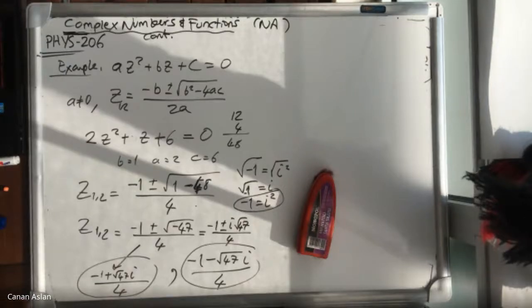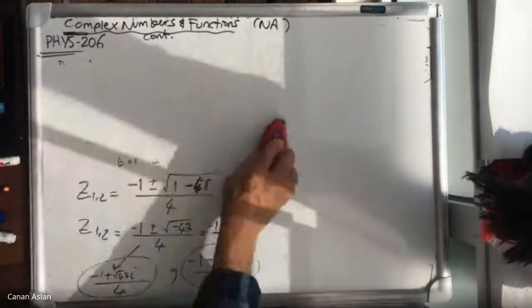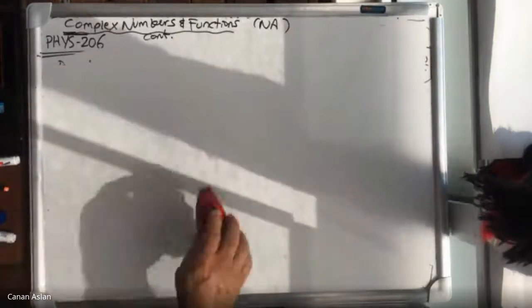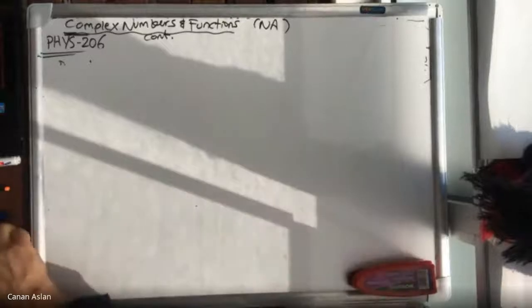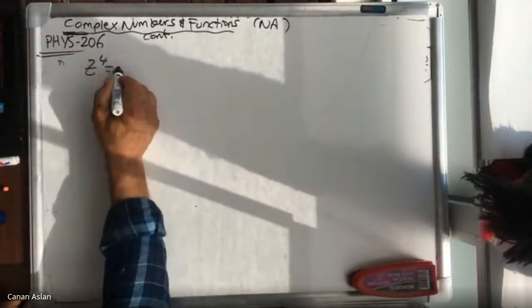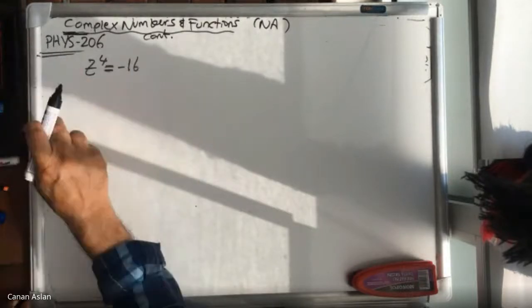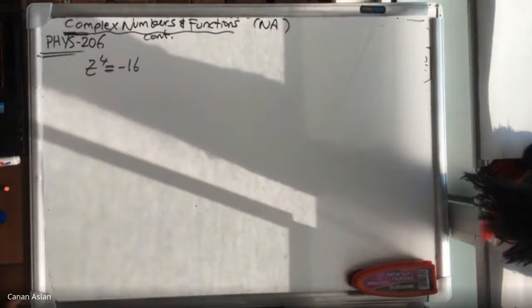Now I would like to solve another example. In this example we have this equation: z to the 4 equals minus 16. If z to the 4 was plus 16, it would have been easy. It would be just 2 and minus 2 or something. We could easily find it, but now it's minus, so we have to be careful with this.